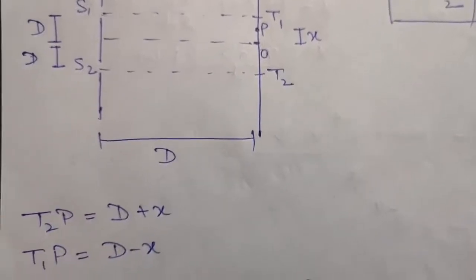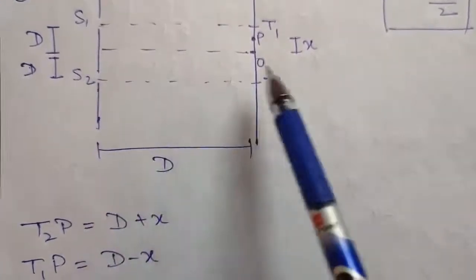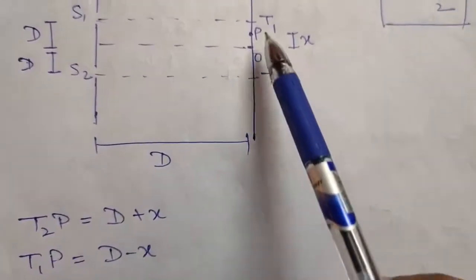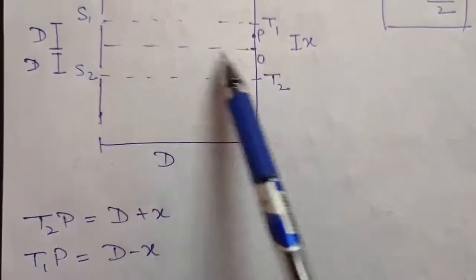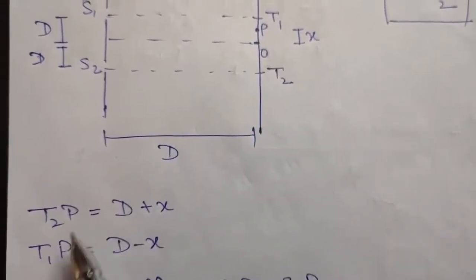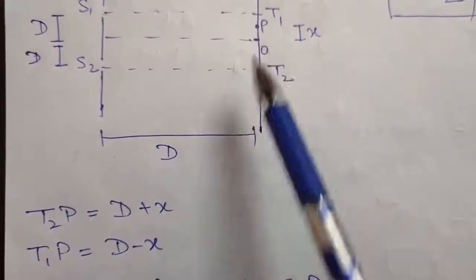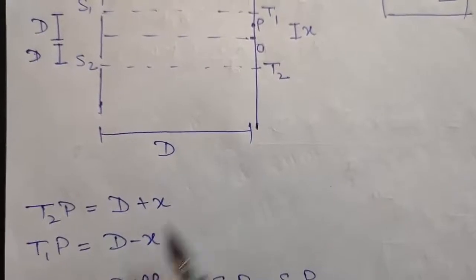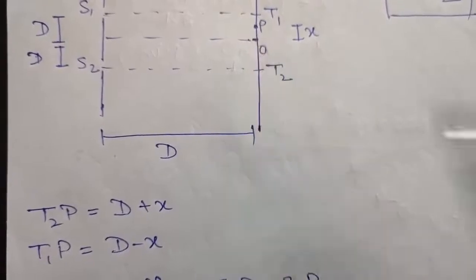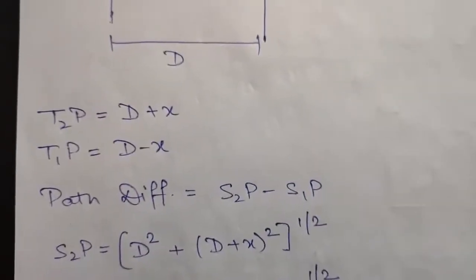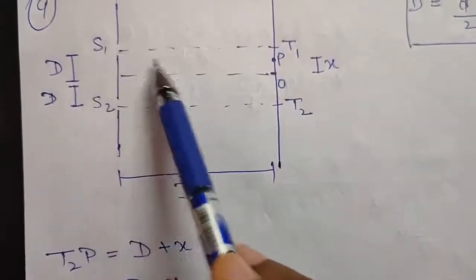Okay, so after some time we will be putting x equal to D only. Before that, let us calculate the path difference for the rays reaching from S2 and S1 to P. For that, first of all you will be calculating T1P and T2P, because when we calculate S1P and S2P using Pythagoras theorem, we will need their values. So easily from the figure you can see T2P, this length is D and this is x, so this will be D plus x, and T1P, this is your T1P and this is your D, so this will be D minus x. Now to calculate path difference, again look here, path difference will be S2P minus S1P.